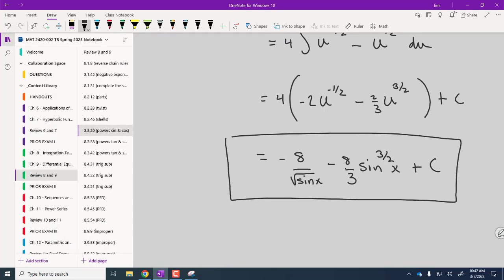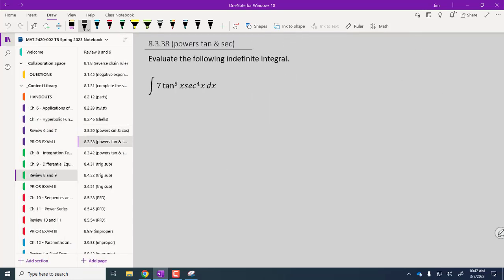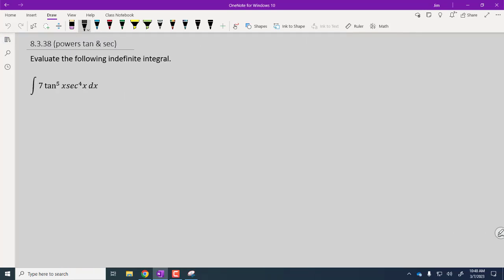All right. Powers of tan and secant are more complicated. So powers of tan and secant, we have to think about secant with an even power or tangent with an odd power. So this one actually has both. It has tangent to an odd and secant to an even. So let's talk through both of those.